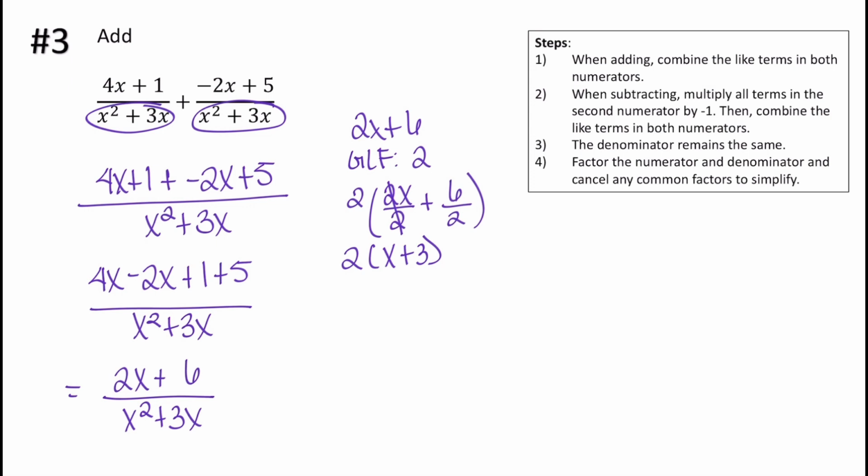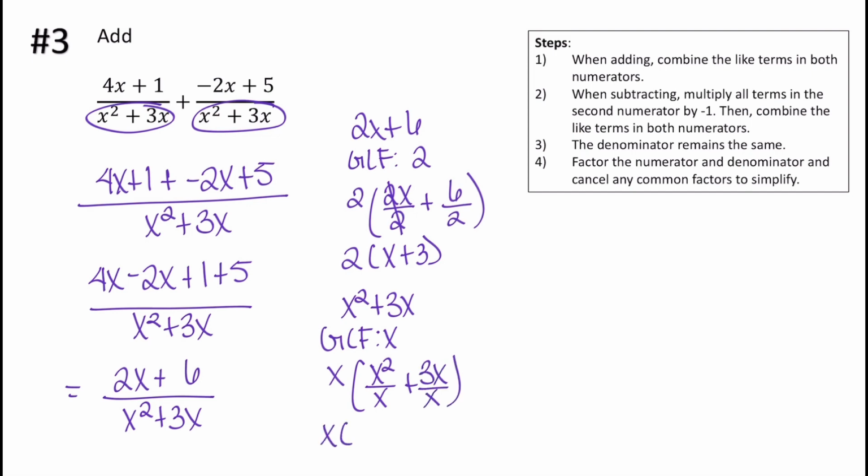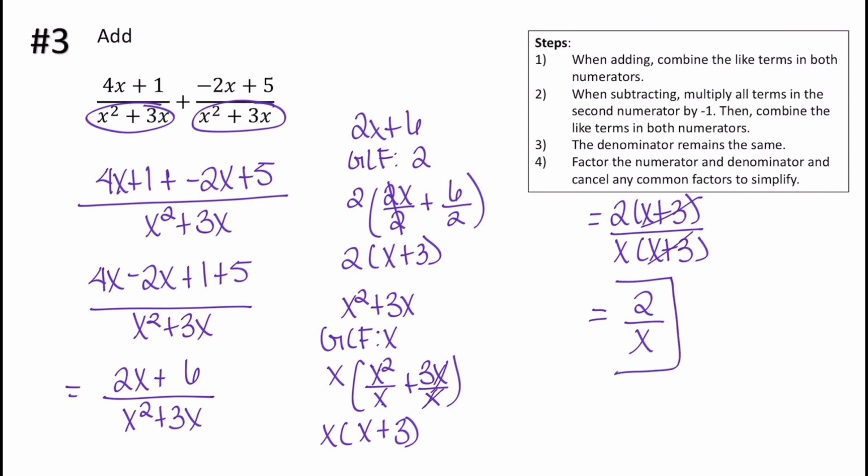Then my next thing I need to factor is that x squared plus 3x. If I look at that, I have a GCF of x. So if I factor out the x, I have x times x squared over x plus 3x over x. That leaves me with x times x squared over x, which is just x, plus here the x and x cancel, so we have x plus 3. So when I rewrite this answer in factored form, I have 2 times x plus 3 over x times x plus 3. So we can cancel this common factor, this x plus 3, so our final answer is just going to be 2 over x. So make sure that you always check and make sure that you can simplify your answer.